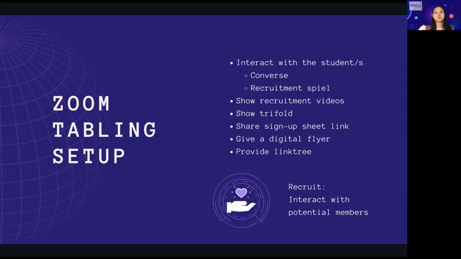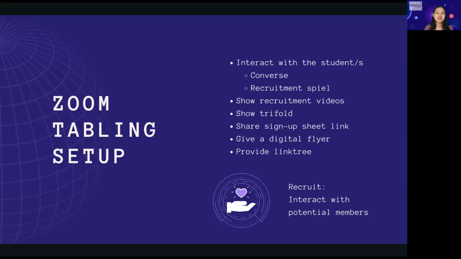And then in those breakout rooms is where you're going to be interacting with the students. You're going to converse, do your recruitment spiel. You can basically do all of these things. You can show our recruitment videos. You can screen share a trifold. I'm going to need to make that.